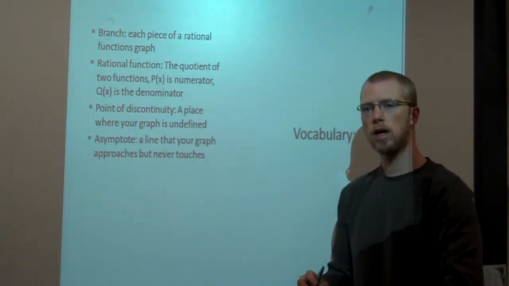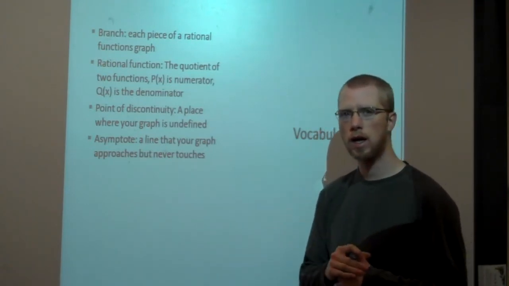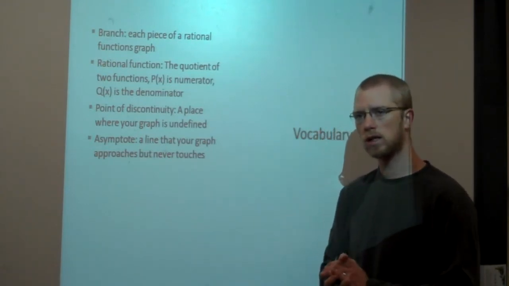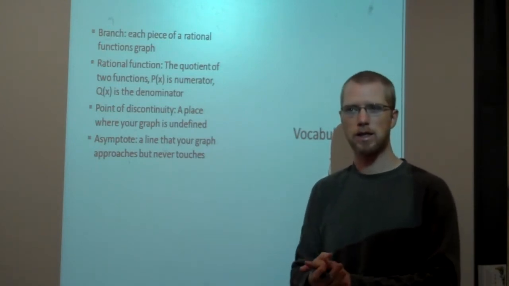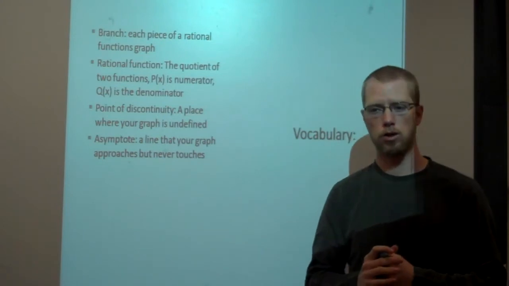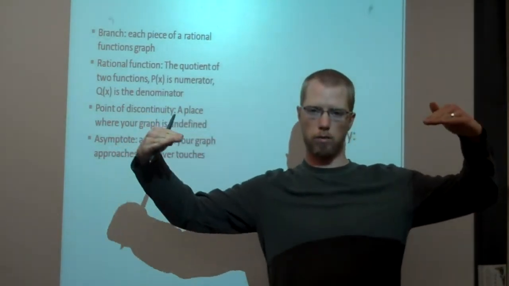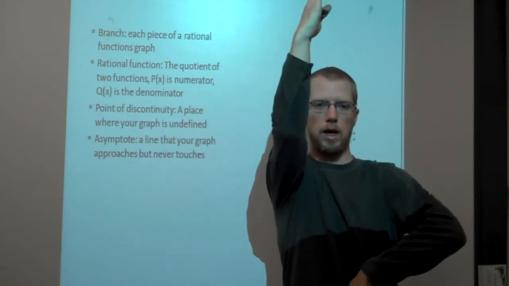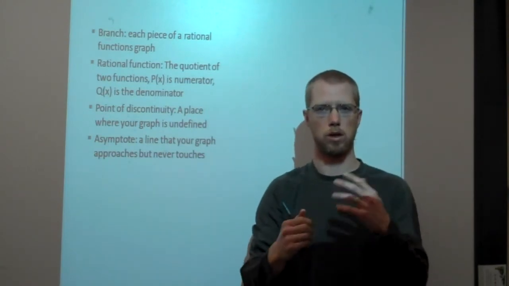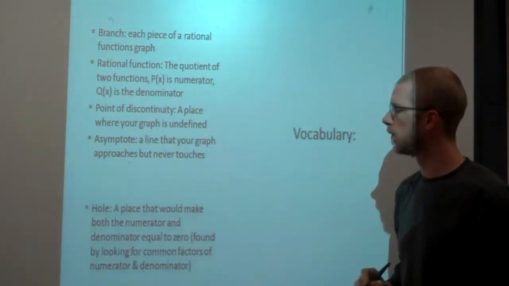We have an asymptote. It's a type of discontinuity. We normally draw it in with a dashed line, and it's a vertical or horizontal, potentially a slant asymptote that the line your graph will approach or never touch. And it can either approach it like this and then just stop, or it can approach it and curve away in that manner. It just can't touch that actual line.